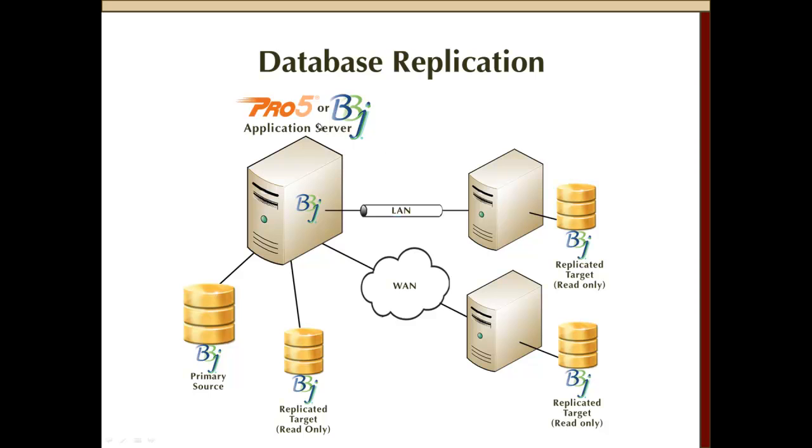So let's imagine we have a Pro5 or BBJ application server running over here that has your clients connecting in. And here you have your BBJ database, your primary source, either your mkeyed files, your direct files, whatever file types that you have in the Basis database. And then you could have a replicated target that's read-only on the local machine, or on a local area network we could have a replicated target, and this is and/or.